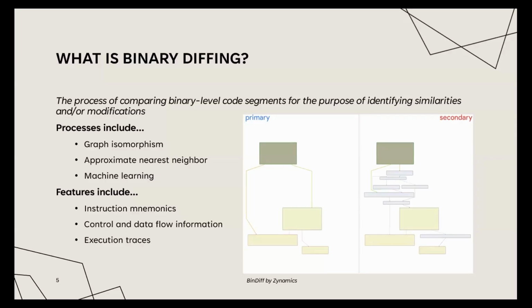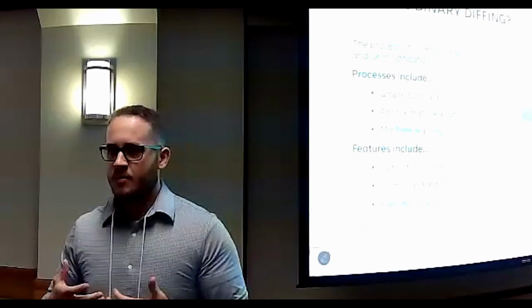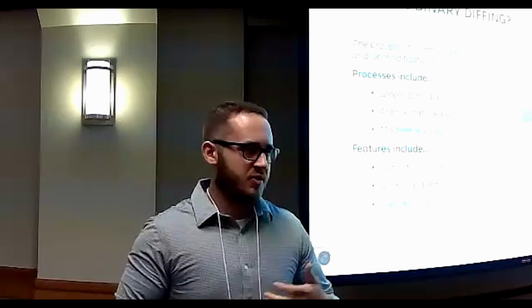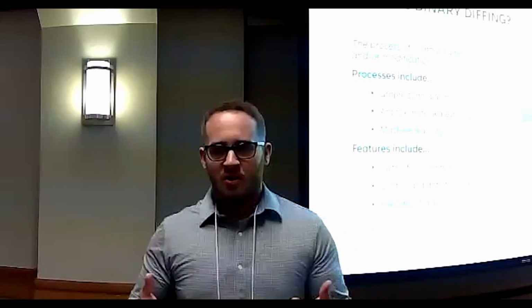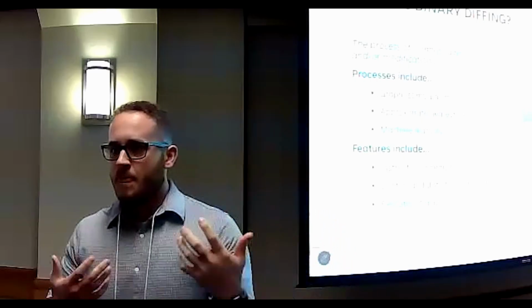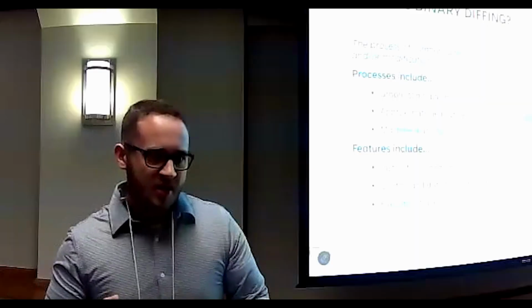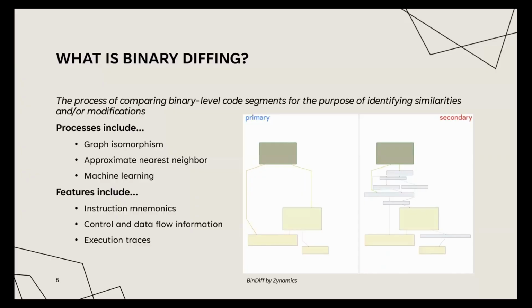I know a lot of people probably don't work on binary diffing. So what is it? Broadly, it is the process of comparing binary level code segments. So we're talking about binary here. We're saying compiled languages. So your C or C++. When you compile a compiled language, it results in a binary to run on the target machine. So we want to compare 2 binaries to identify similarities and modifications.